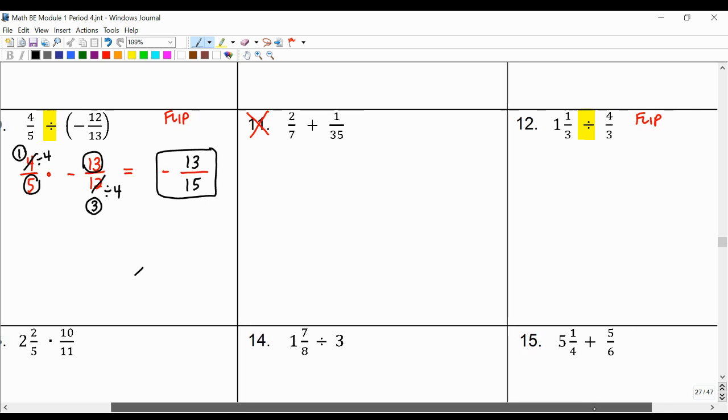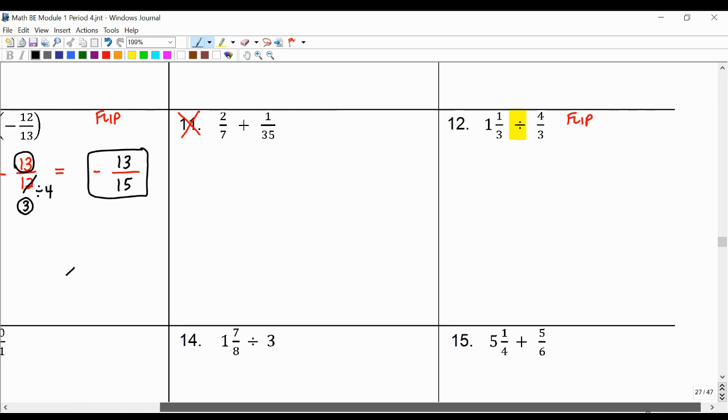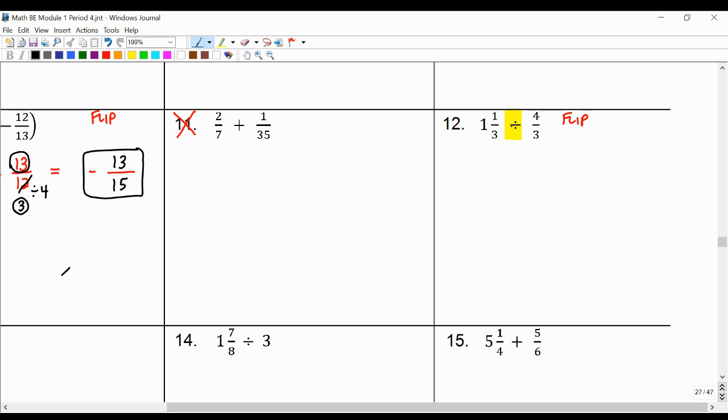Last one in this row, number 12. Feel free to pause the video or go back if you need to. Before we flip, though, we're going to change this to an improper. So we'll even just set this up. Let's keep it as division. Let's not try to consolidate too many steps. 1 times 3 is 3, plus 1 is 4/3.